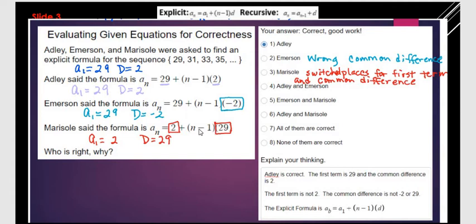Marisol mixed up the first term and the last term. The first term should come first and the common difference should come last. And so Marisol is wrong, and here's why. Adley is correct. The first term is 29, the common difference is 2. The first term is not 2, and the common difference is not a negative 2 or 29. And here's the explicit formula. So Marisol switched places for the first term and common difference, and Emerson wrote the wrong common difference.